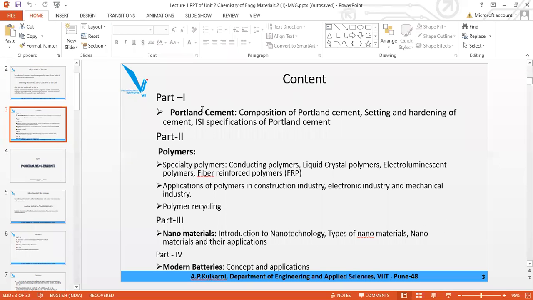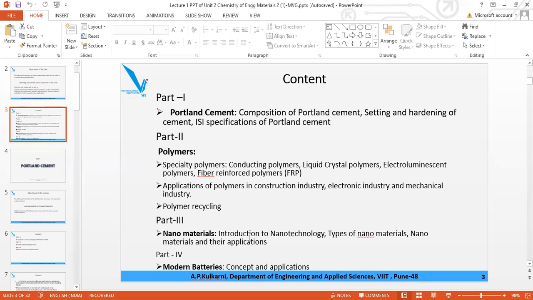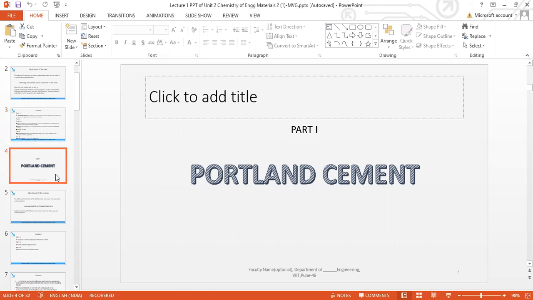Now, what is the actual content in Portland cement? We are going to see the composition, setting and hardening of cement and ISI specification. Part 2, we have to study these many polymers, part 3, the nanoparticles, and the fourth part is the modern battery. Only one battery is there in the study, that is lithium batteries, which is used nowadays on a large scale. Due to time constraint, the length of the unit is more than 7 lectures, whereas we have 6 lectures in hand. That is why earlier I took it hurriedly. Now we will go slow.